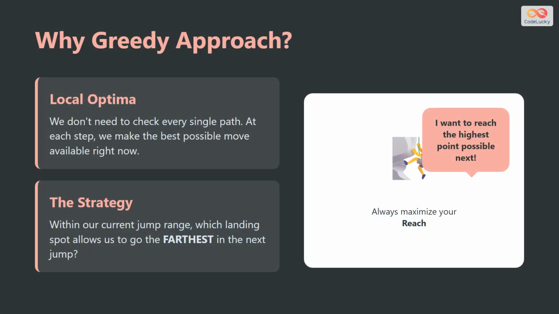Why do we use a greedy approach? Instead of calculating every single path, which is slow, we make the locally optimal choice. At any point, we just want to know, which landing spot allows me to go the farthest in my next step? This is the core of the greedy strategy.